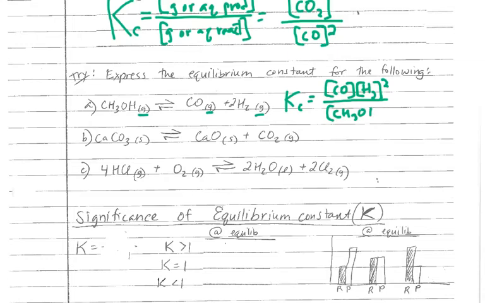CH3OH, that is a single substance. Sometimes people want to split it up into like CH3 and OH, but don't do that. This is one molecule, one formula. So that's the equilibrium constant expression for the first one. The second one, we've got a solid and another solid and a gas. So the only one that's going to go in our equilibrium constant expression is the CO2.